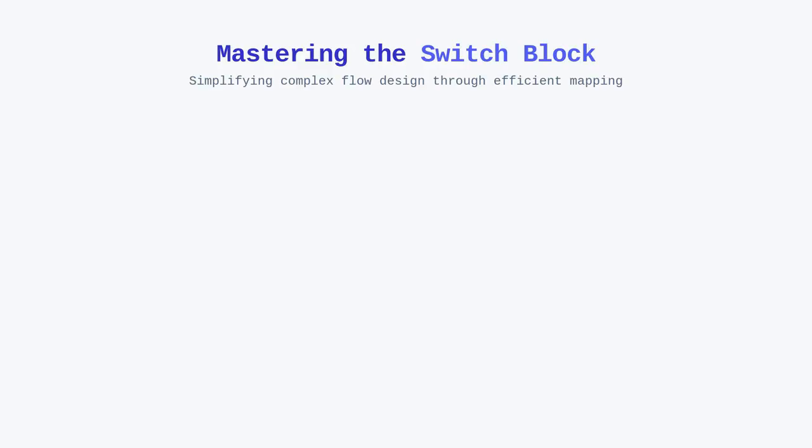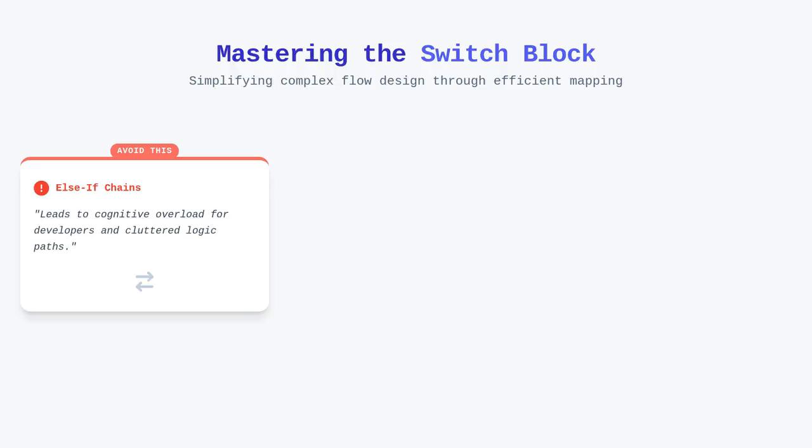When you identify a single variable that can lead to many potential outcomes, the switch block becomes your most powerful tool for simplifying flow design. While you could technically implement a long chain of else-if statements, it often leads to cognitive overload for the developer reading the code. A switch block takes a single input, the variable, and maps it to various case labels.